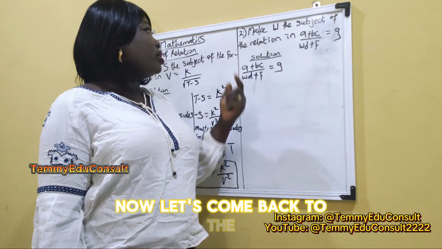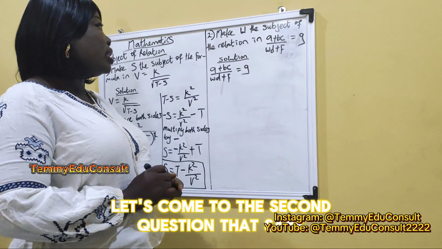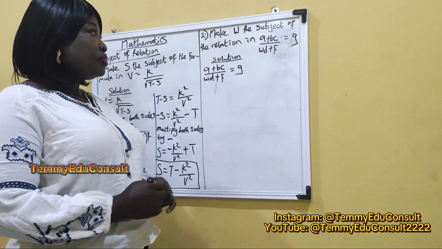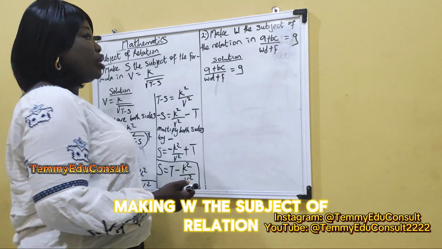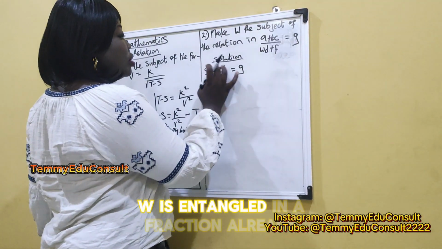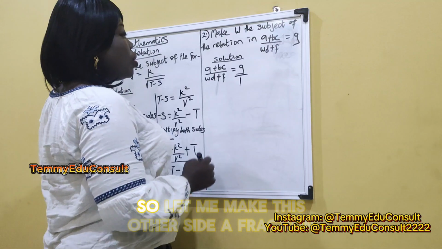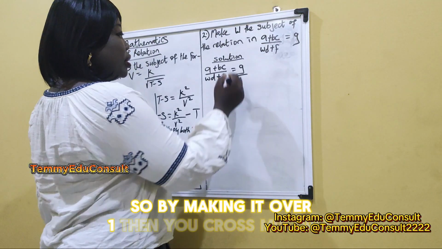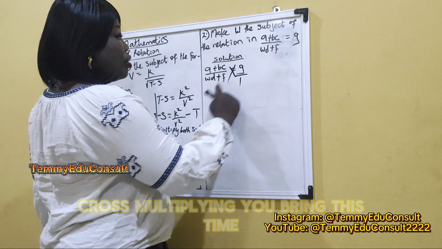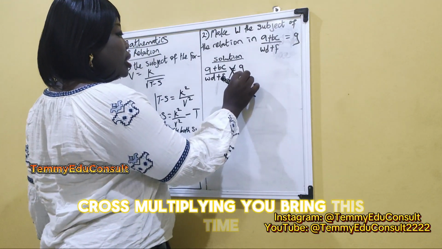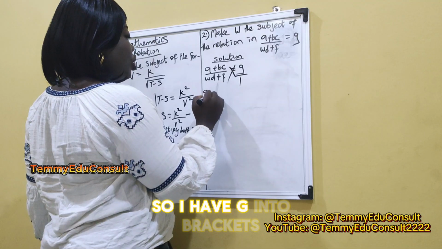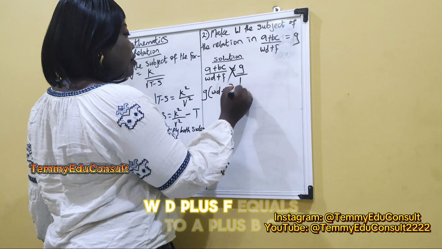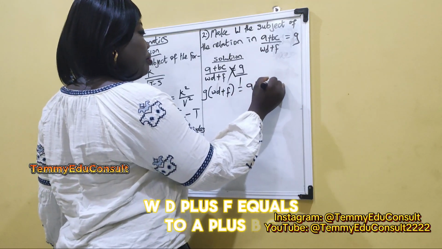Now let's come to the second question that says make w the subject of the relation in this. Making w the subject of the relation, w is entangled in a fraction already. So let me make this other side a fraction too by making it over 1. Then you cross multiply. Cross multiplying, you bring this times this. So I have g into brackets wd plus f equals a plus bc.